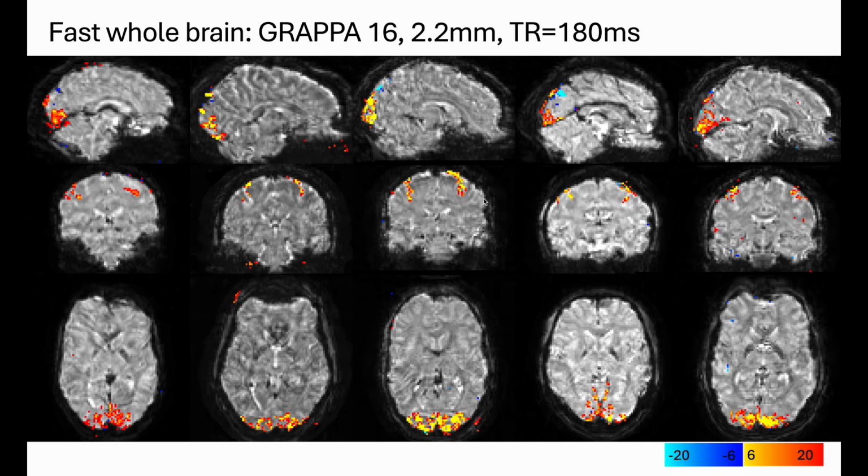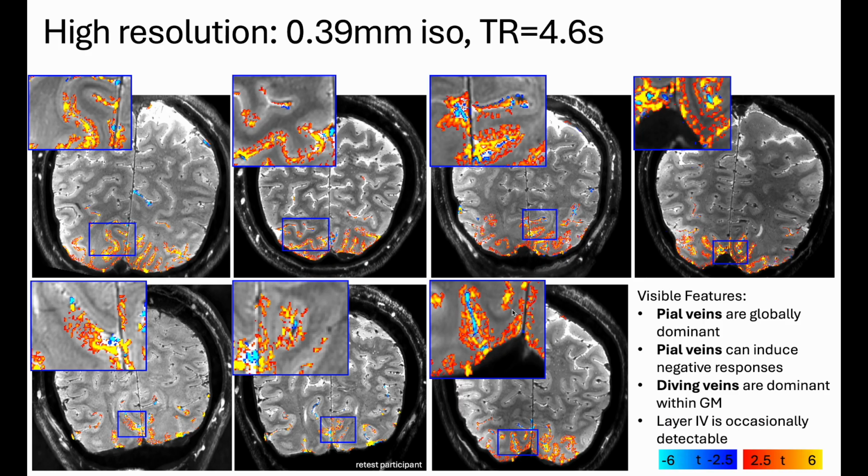If you care less about high spatial resolution and want to be rather faster at larger voxels, you can see that also here with Grappa 16 you can get very stable results for these paradigms. If you want to push the spatial resolution much more, FRISGO allows you to go to 0.39mm isotropic resolution with very stable results across participants. And here you can see a lot of features that we could not see before FRISGO. Namely, FRISGO is not just an incremental improvement, we see new things.